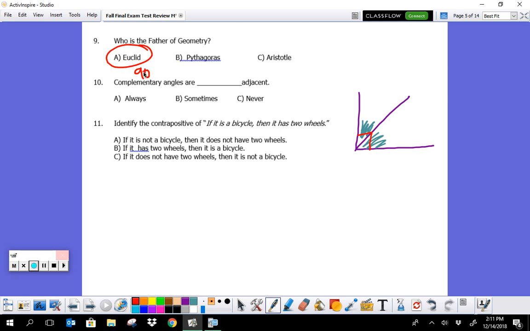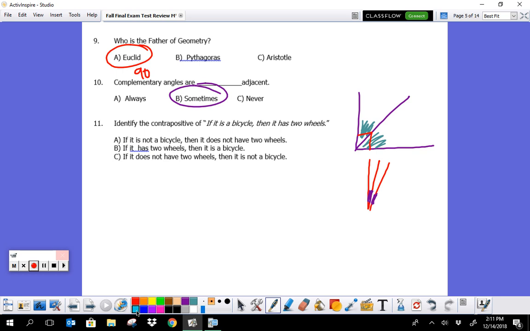But what if I had two angles like this? Okay, well these are adjacent angles, but they're not going to add up to be 90 degrees. So sometimes would be your answer here.